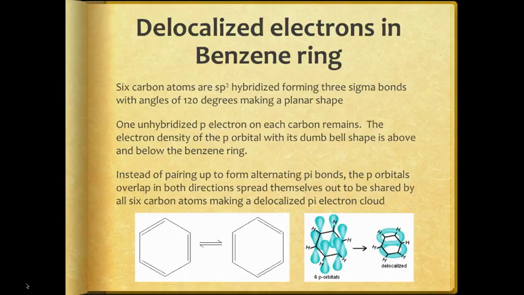We believe, instead of pairing up to form alternating pi bonds that shows in the picture on the left with double bonds, that what really happens is that the p orbitals spread out and make an electron cloud.